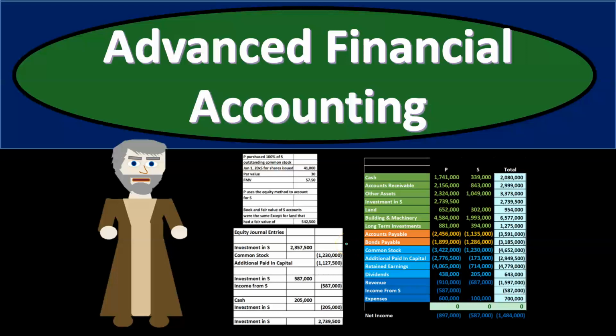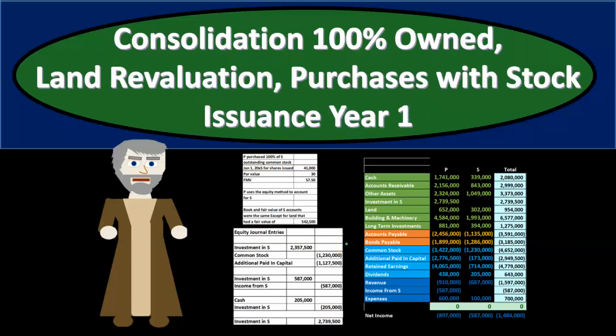Advanced Financial Accounting. In this presentation, we're going to work a practice consolidation problem where we have P and S, the parent and the subsidiary relationship, P owning 100% of S. Some of the new items we will be dealing with is the land having a different fair value at the point of purchase than the book value. So we're going to have to deal with that.